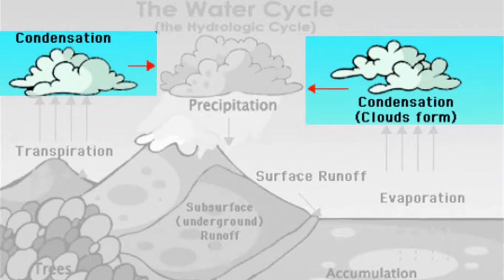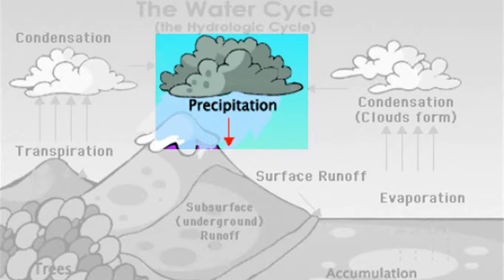As water vapor rises up high into the sky, it cools and turns back into a liquid, forming clouds. This process is called condensation. Currents high up in the air move these clouds around the globe.